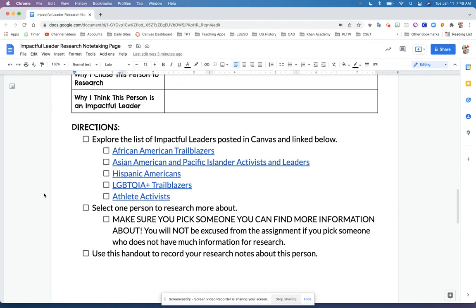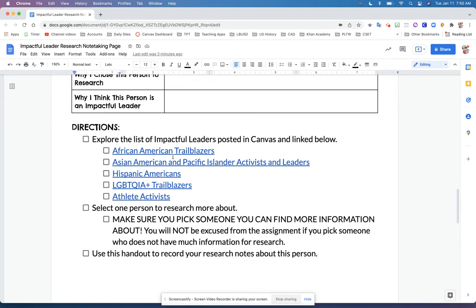So what you're going to do is explore this list of impactful leaders. It's posted both in Canvas and on this document that you're going to be working from exclusively. We have a couple of different cultural groups that you can choose from, and you're only choosing one person. So we have African American, Asian American, Pacific Islander, Hispanic, LGBTQ, and athlete activists. So explore those lists first before you narrow yourself down to one person. Okay, so select that one person that you're going to research more about.